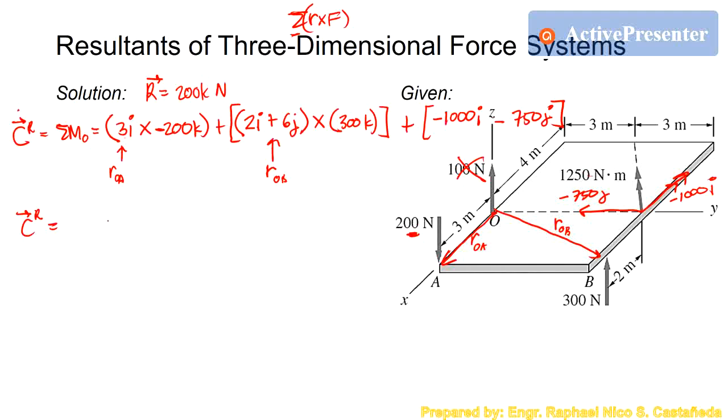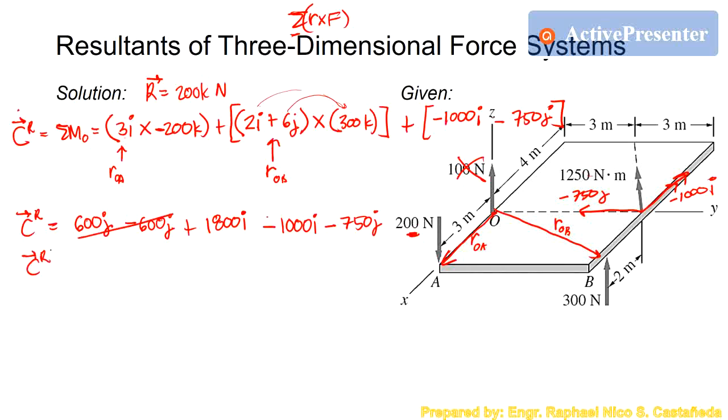So we have 3 times 200, which is 600 j. This one is 2i times 300 k, so i cross k is negative, I believe it is negative j. So that is minus 600 j. Then this one right here, 6j times 300 k, j cross k is positive i. So 6 times 300 is 1800, I believe. So that is positive 1800 i. Then minus 1000 i, then minus 750 j. So this one will cancel out.